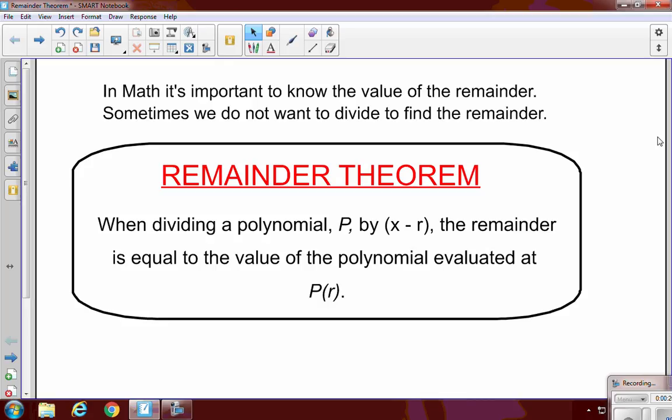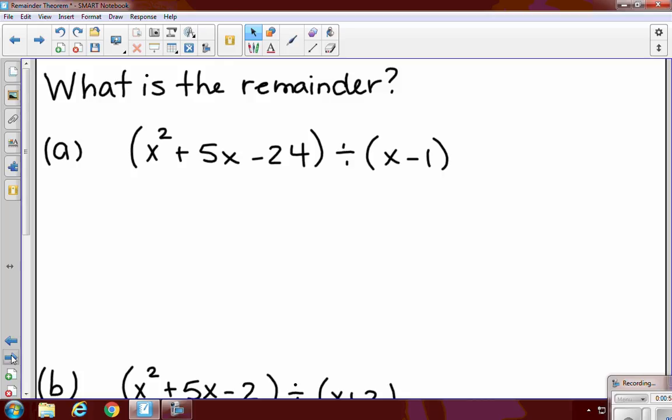Now it's a really easy concept. We're going to look at it through a few examples, and then we'll build on it with the factor theorem in the next video. But the remainder theorem is simply this. If we're dividing a polynomial p, so the polynomial's name is p, by a factor x minus r, the remainder is equal to the value of the polynomial if we evaluate it at p at r. Now that looks confusing. That's a math technical sort of way to talk about this, but we're going to look at it on the next page here on how exactly we use it.